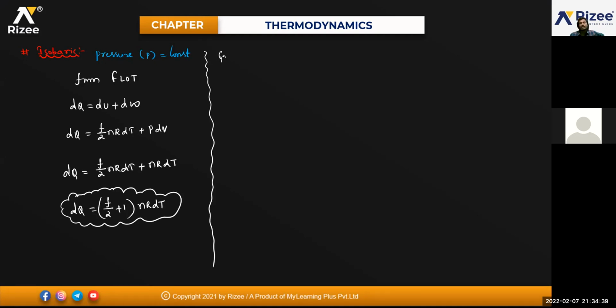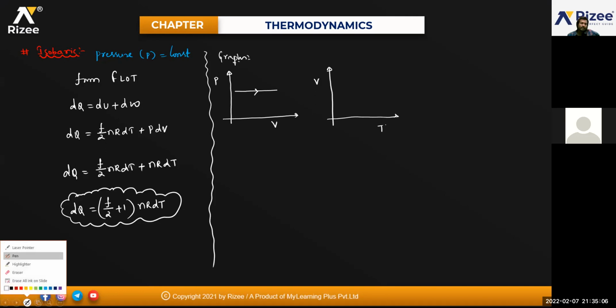Tell me the graphs for this one. First one is the pressure versus volume graph, PV graph. What is remaining constant? Pressure. So it will be a straight line like this, parallel to the x-axis. The next graph is the volume versus temperature graph, VT graph. So it will be a straight line passing through the origin, Charles law.